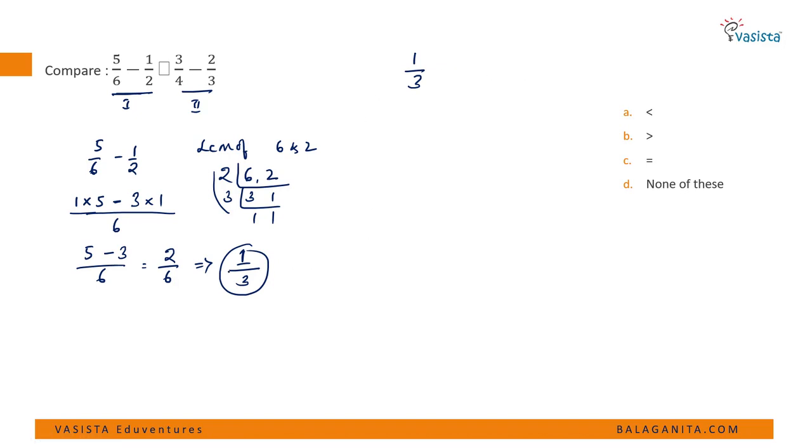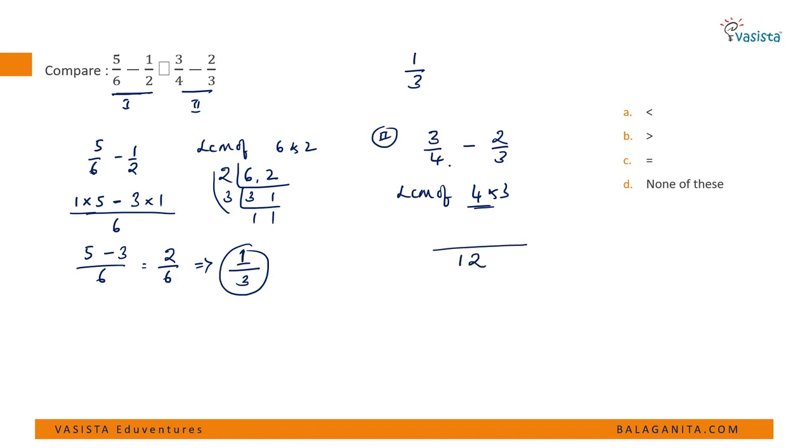Now let me go with the second one, that is 3 by 4 minus 2 by 3. Now take this 4 and 3. Take an LCM of 4 and 3. By observing, 4 and 3 are co-prime numbers, co-prime to each other, so it is not divisible. 4 is not divisible by 3 and 3 is also not divisible by 4. Just multiply it, which is going to be the LCM, that is 12 is the LCM.